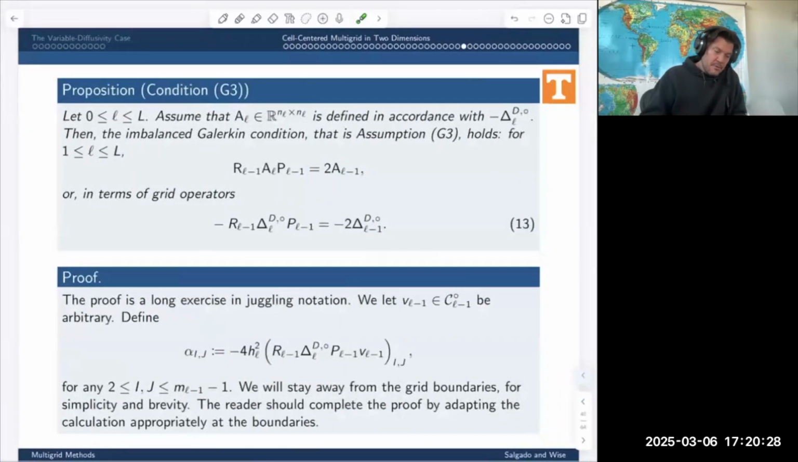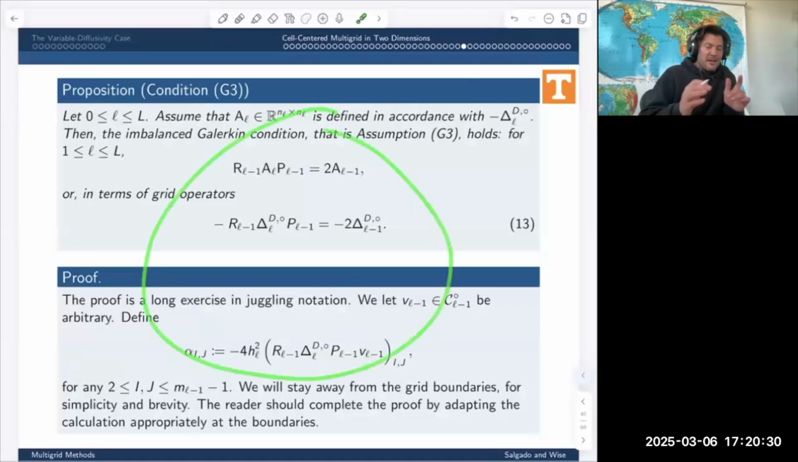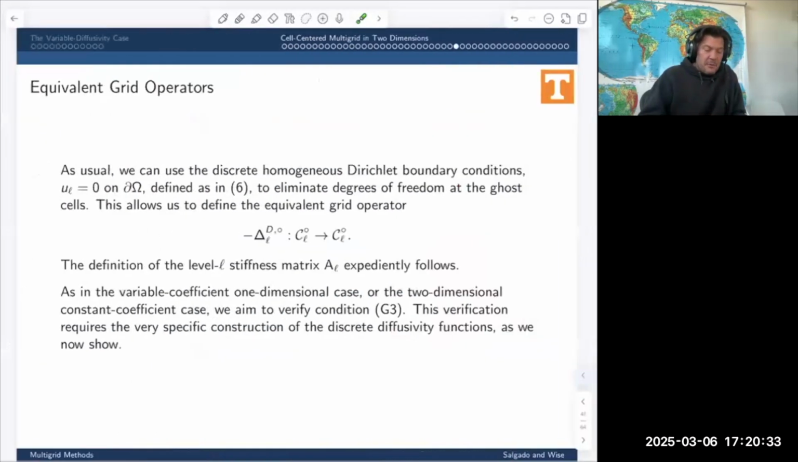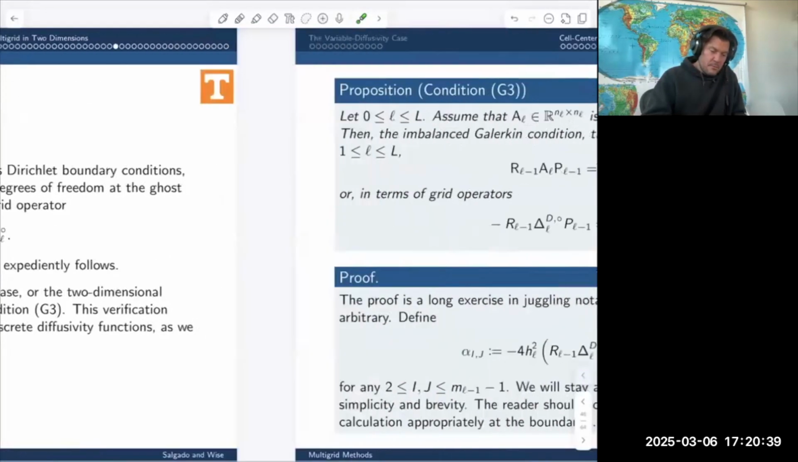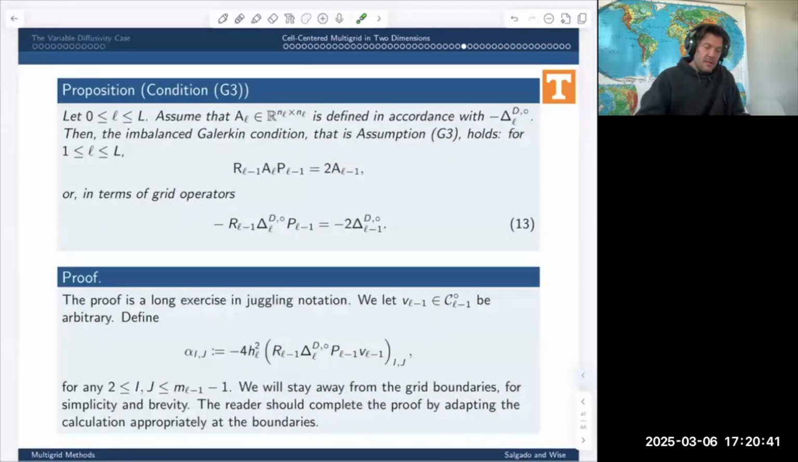So this proof here. But that's about all I can say in foreshadowing what's going on. We really want to prove, let's see, why are you stuck? There we go. I want to show that the imbalanced Galerkin condition holds even in this really complicated situation, the non-constant diffusion in 2D. I want to show that this imbalanced Galerkin condition holds.